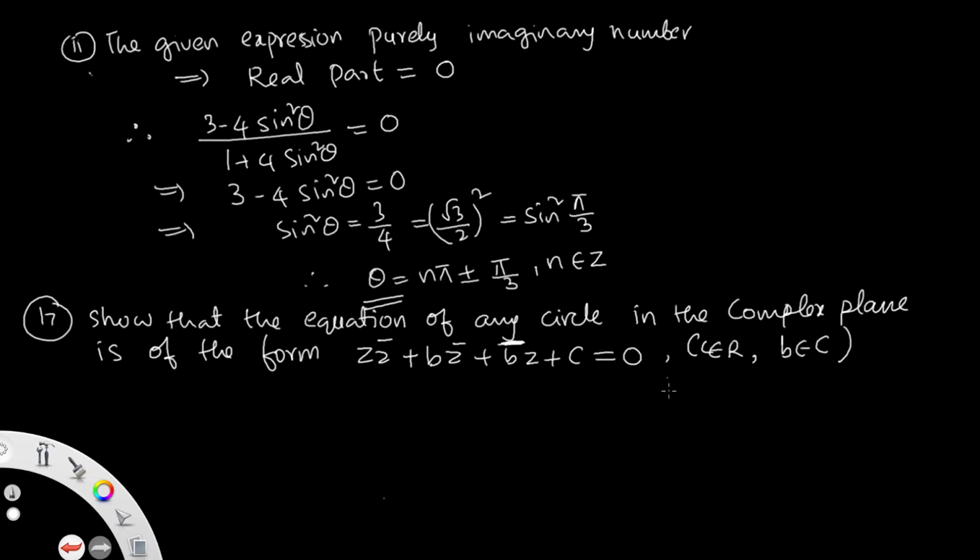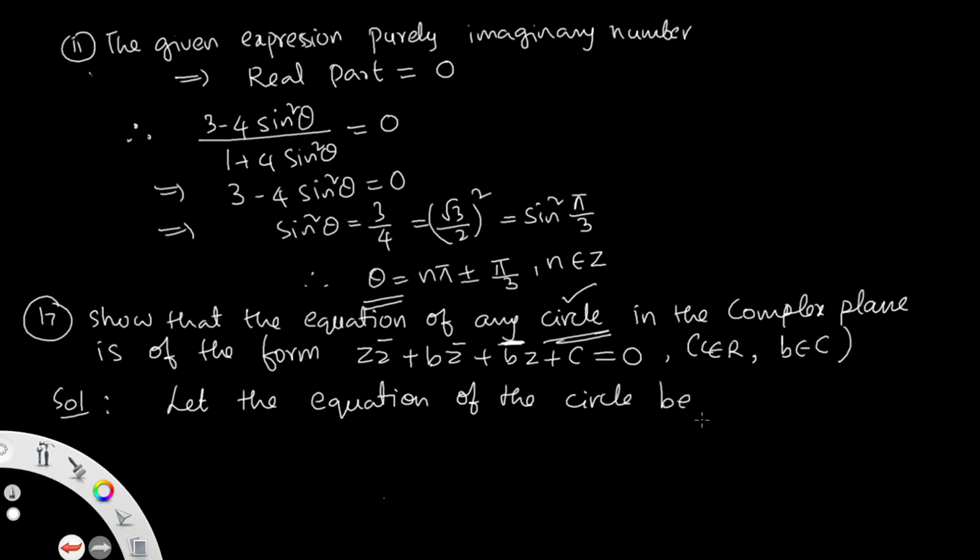So what is the question given? Show that the equation of any circle in the complex plane is of the form z into z bar plus b z bar plus b bar z plus c equals 0. So what is the formula for the general equation of a circle? Let the equation of the circle be the general equation of a circle, that is x square plus y square plus 2gx plus 2fy plus c equals 0. Let it be the first equation.